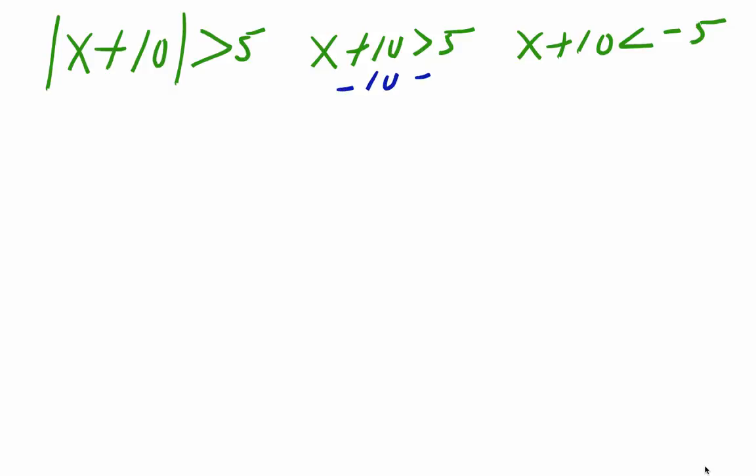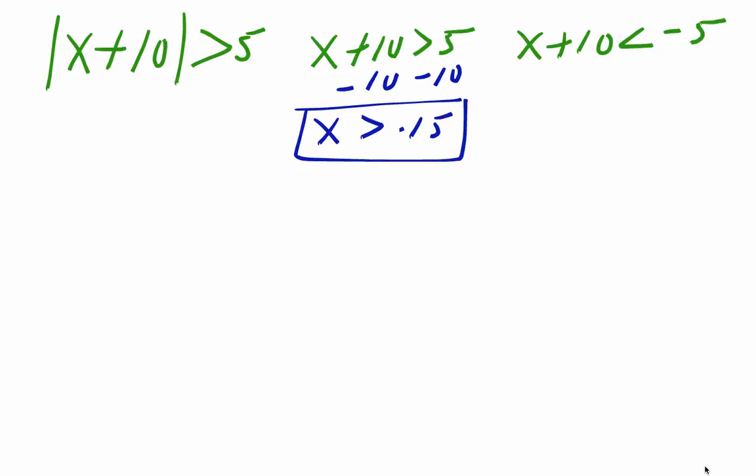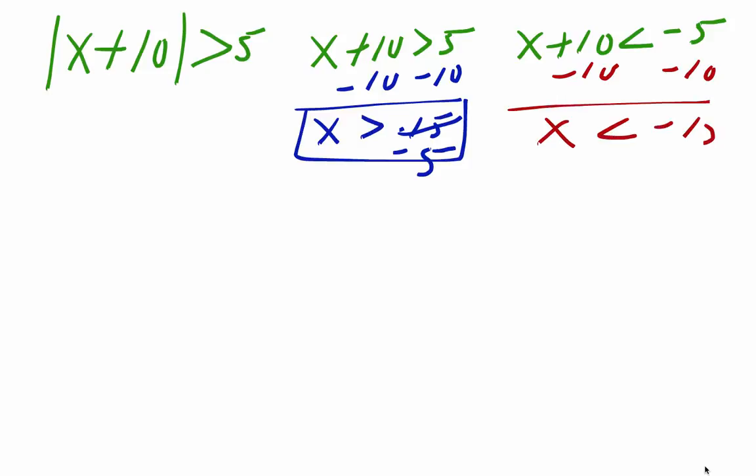So minus 10, minus 10. So x is greater than negative 5. And then this one, minus 10, minus 10, or excuse me, let's go back to that. This should be negative 5. Sorry about that. And this one would be x is less than negative 15. So there's my two answers there.